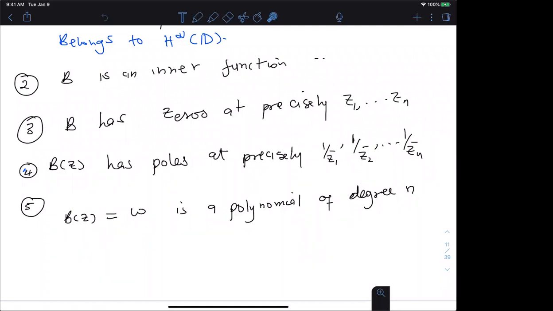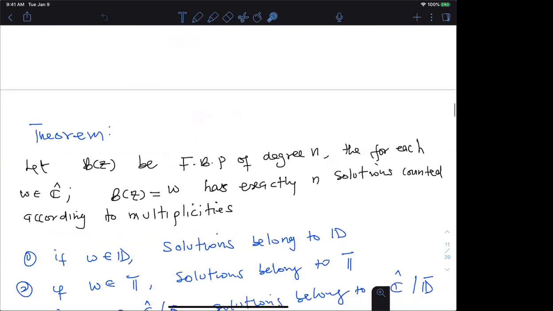That is, if the Blaschke product is a polynomial of degree n, then this equation is a polynomial of degree n. And if it is a polynomial of degree n with complex coefficients, then by the fundamental theorem of algebra, we are guaranteed to have at least one root. But as a matter of fact, this theorem tells us that we actually have exactly n roots counted according to multiplicity. So let B(z) be a finite Blaschke product of degree n.